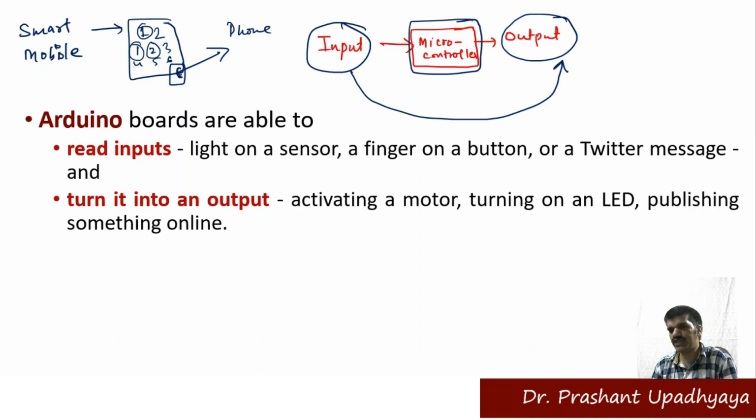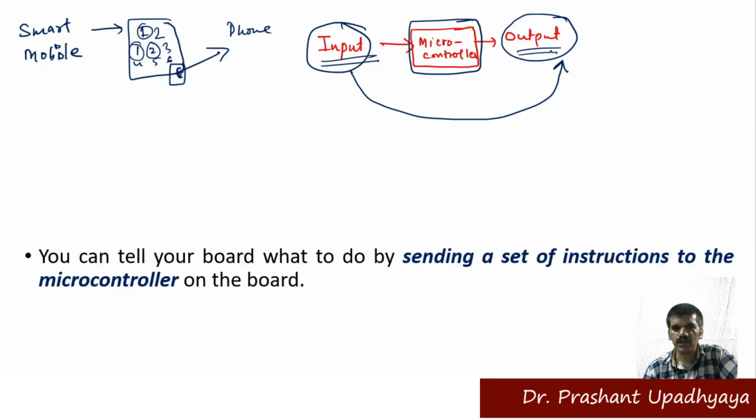So what we are trying to say is that you have to give the instruction. Input means you have to give the instruction to this microcontroller, and you will get the result in the form of an output also. You tell the board what you want to do. You are sending a set of instructions to the microcontroller, the processing goes on in the microcontroller, and the end result is your output, in the form of, let's say, turning off the light or controlling the motors.